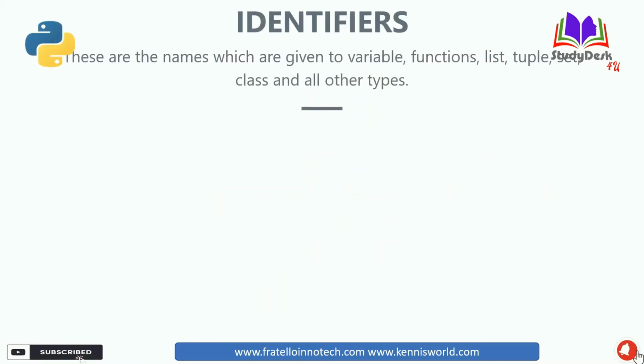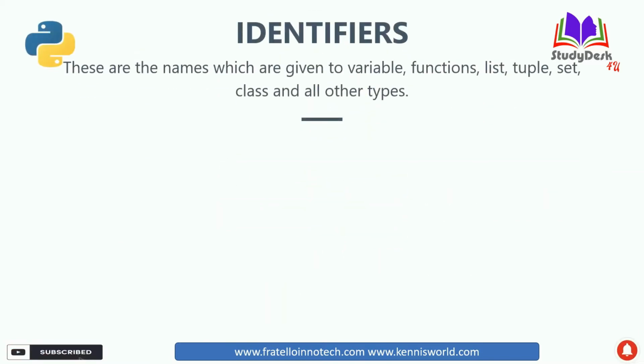First, identifiers. Identifiers are nothing but names which are given to a variable, function, list, tuple, set, class, object or anything. So whatever components or variables we are using in a program, we may define names for them. Those names are used to identify them in the program whenever we require them. That is the reason we call them identifiers. But whenever you want to write identifiers or names, if you want to define some name for a variable or some function, we should follow some instructions.